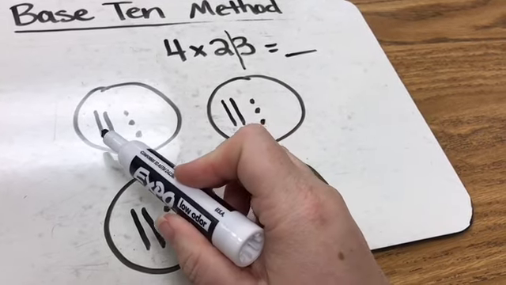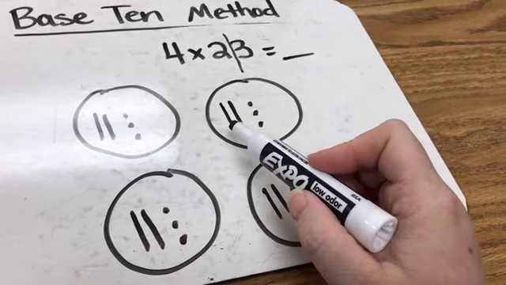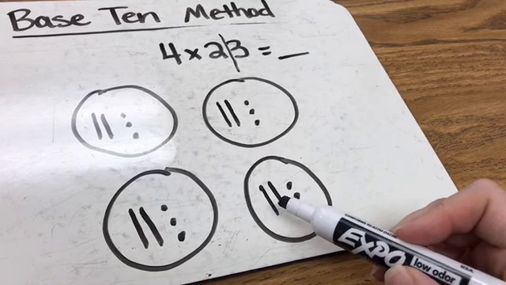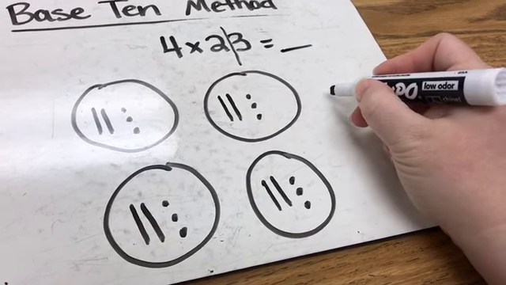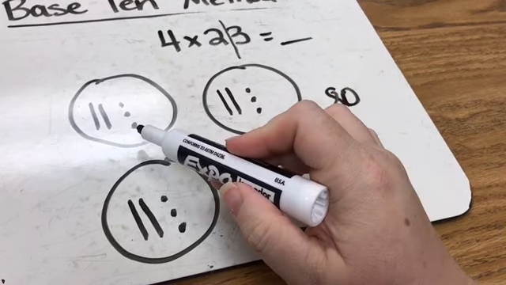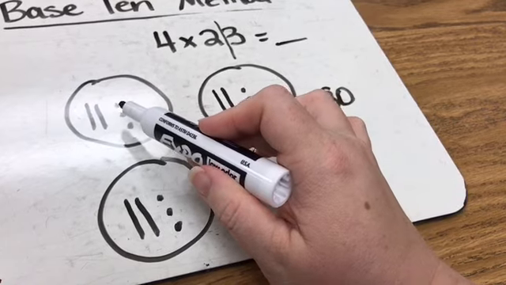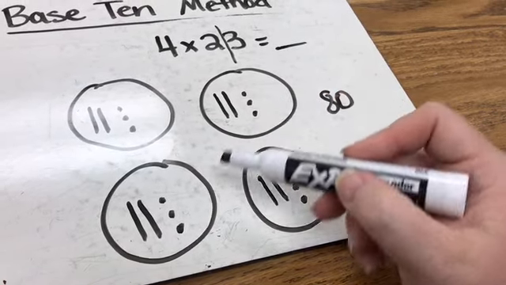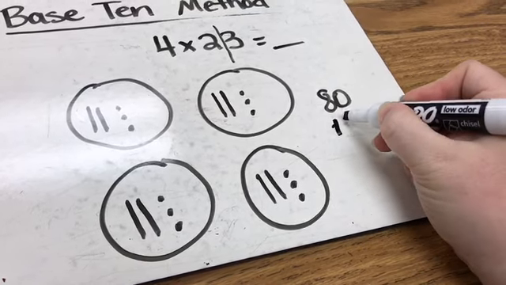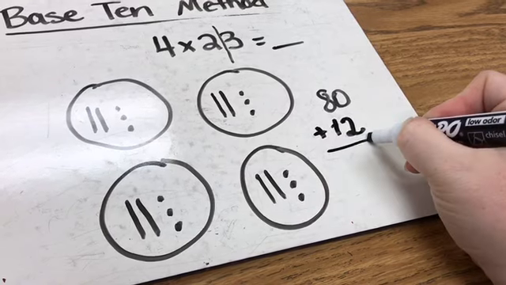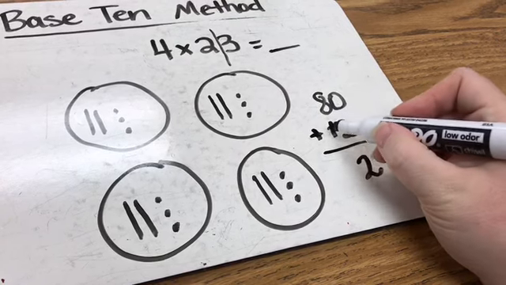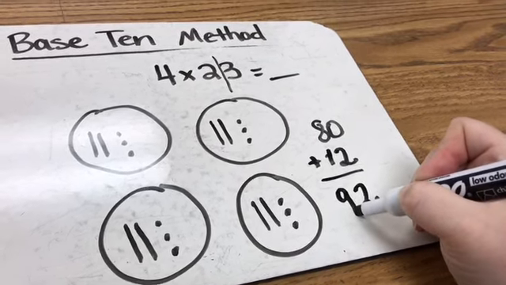So this would be 10, 20, 30, 40, 50, 60, 70, 80. Okay, so all of my 10s together would be 80. Now I can count all my 1s, and I count by 3s. 3, 6, 9, 12. And I'm going to add those together. 0 plus 2 is 2. 8 plus 1 is 9.